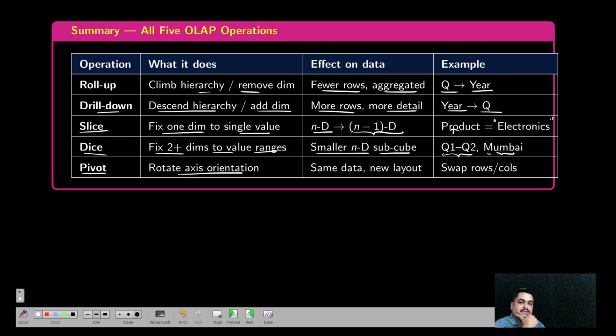Pivot is rotating the axis orientation. It means rotate the data cube and view it from a different perspective. Same data, new layout. For example, swap rows and columns in 2D. You have seen it.